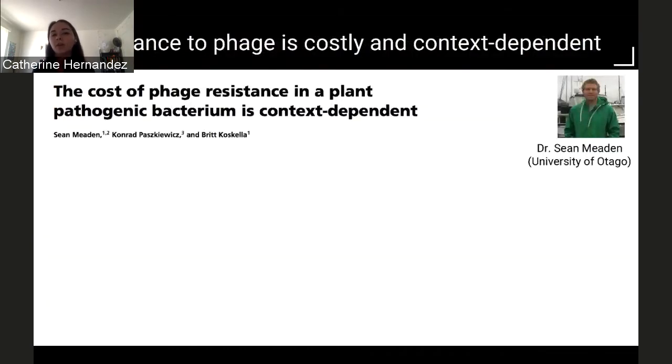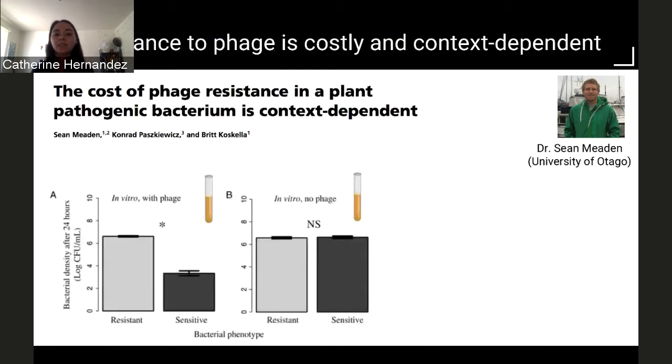And then on the flip side of this, in terms of bacterial resistance and whether that might be coming at a cost in this system. So this is some work from a former graduate student in the lab, now a postdoc, Sean Meaden, who was looking at the cost of being resistant to phage and whether that was context dependent. And so what he did was he selected for resistant bacteria in the lab, and then he grew them in the presence and absence of phage in vitro and compared that to the growth of sensitive bacteria.